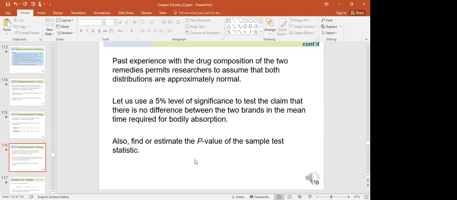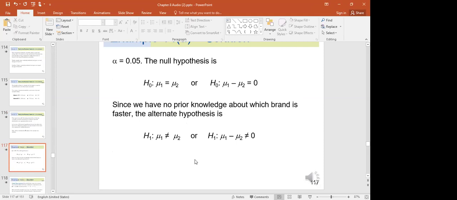Past experience with the drug composition of the two remedies permits researchers to assume that both distributions are approximately normal. Let us use a 5% level of significance to test the claim that there is no difference between the two brands in the time required for bodily absorption. So we want to test the claim that there is no difference. Observe here that this claim is H0 because the claim is there is no difference. So we are going to choose the first option, alternate hypothesis is different from.